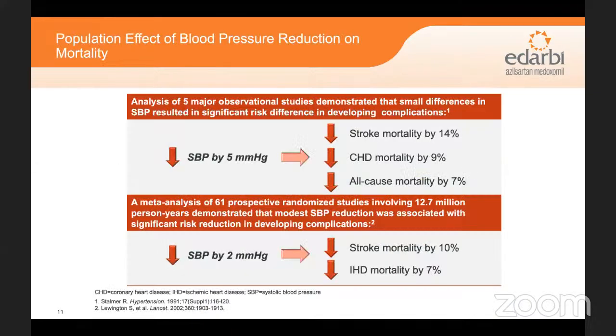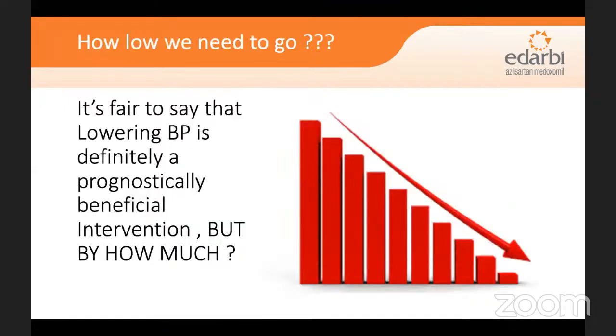the blood pressure. And also we know that as hypertension increases the risk exponentially, lowering the blood pressure, we've known, also improves the outcome significantly. Even a modest reduction of the blood pressure, either systolic or diastolic, by 2 to 5 millimeters, significantly improves the cardiovascular outcome: death from stroke, death from coronary heart disease, and all-cause mortality.